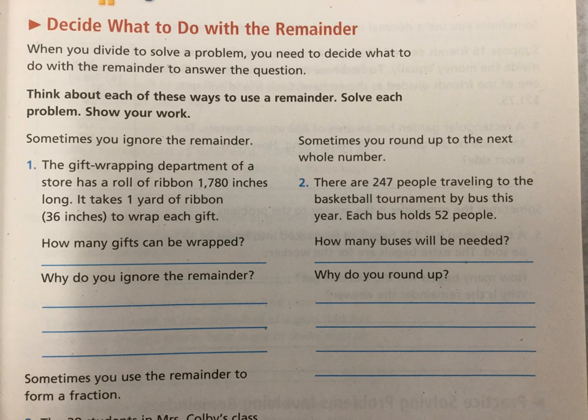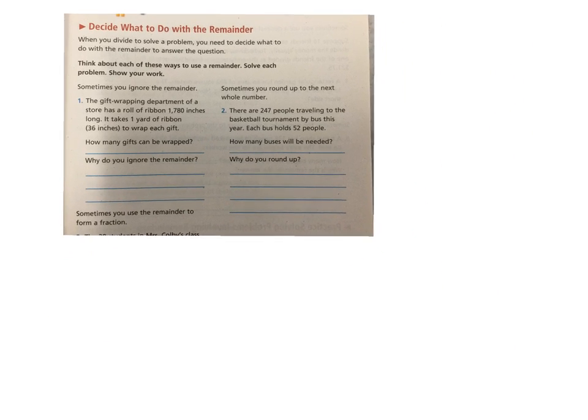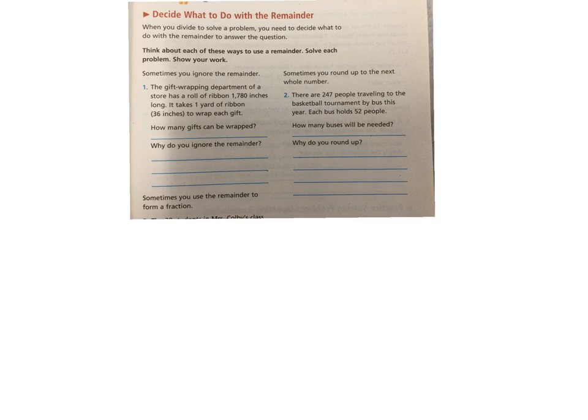All right, let's use the space down here. We'll shrink this up. Make that a little smaller. 1,780 inches divided by 36 inches. Okay, 36 doesn't go into 1, doesn't go into 17. How many times does 36 go into 178? Well, let's see, 36, 72, twice that's 144. So we're looking at 144.